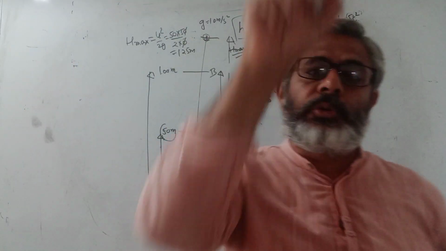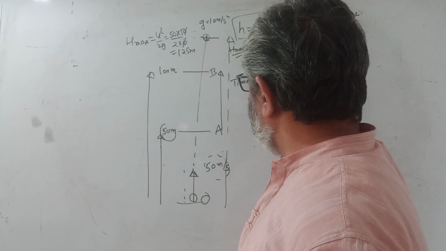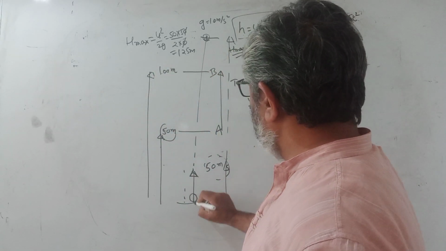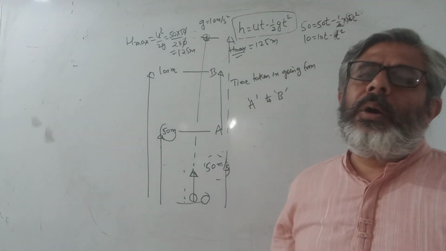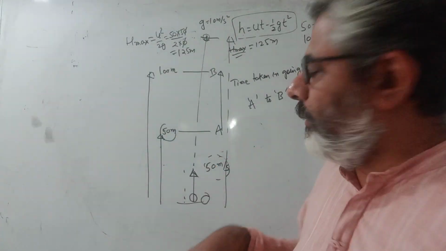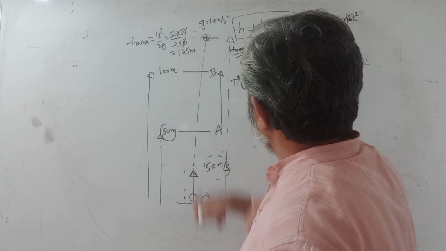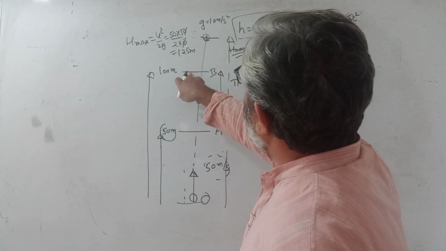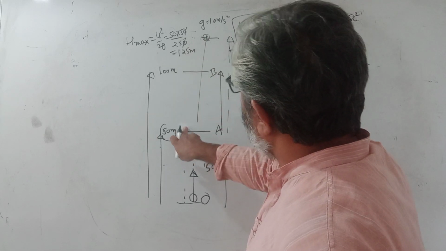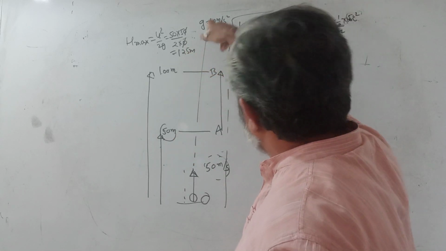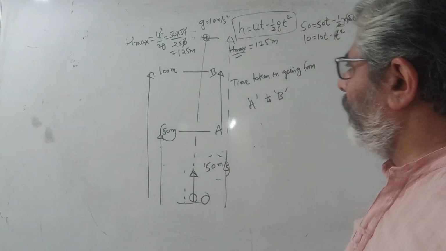The particle will go to a height of 125 meter. So this h max is equal to 125 meter. So it will go up to this point and then fall back here. Now I told you that this motion is symmetric. So whatever time it takes from here to here, the same time it takes from here to here. Now I think you are getting a hint what I am trying to do.